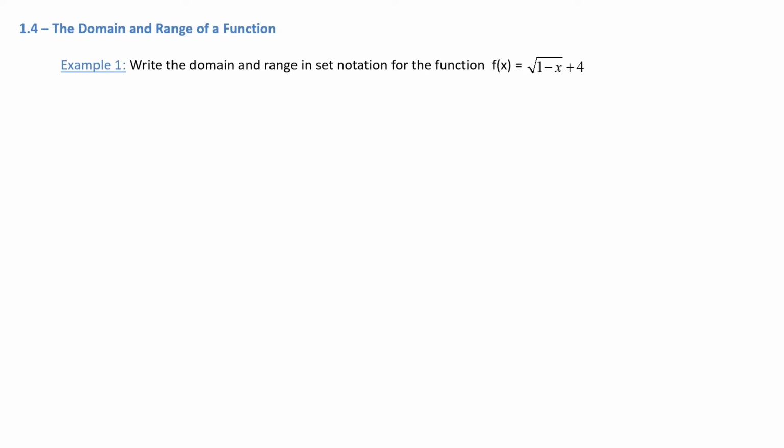Continuing on, example 1, we're going to write the domain and range in set notation for this. So this is not a recap. Our last example was a recap, right? This is new. We have never done this before. This radical sign, or this square root sign.